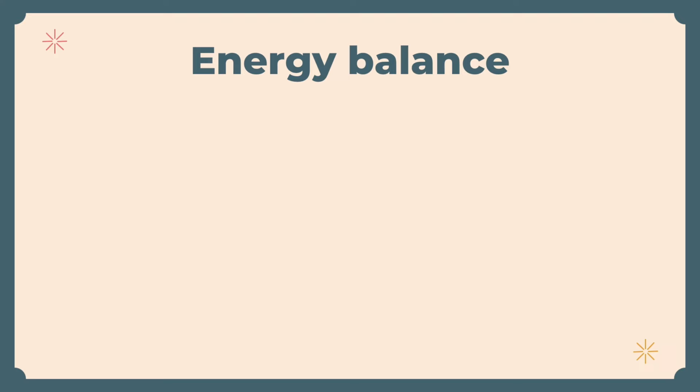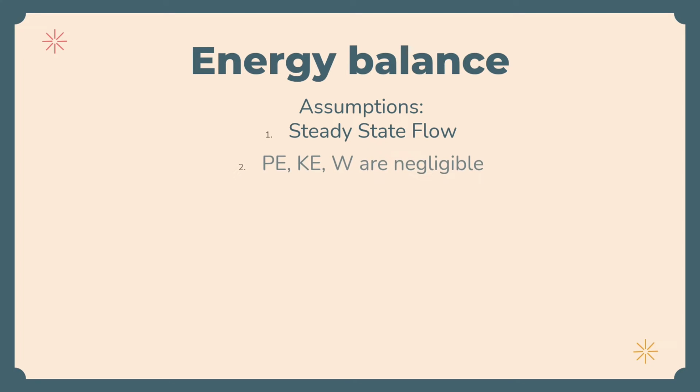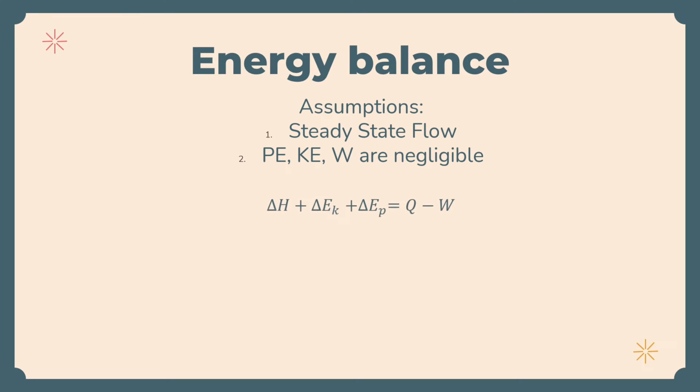Since we cannot solve the unknowns by using the mass balance equation only, we need to involve the energy balance. Before we write the energy balance equation, we're going to write some assumptions. First is steady state flow. Second is we will neglect potential energy, kinetic energy, and work. So these three will become 0. Then we write the energy balance equation.